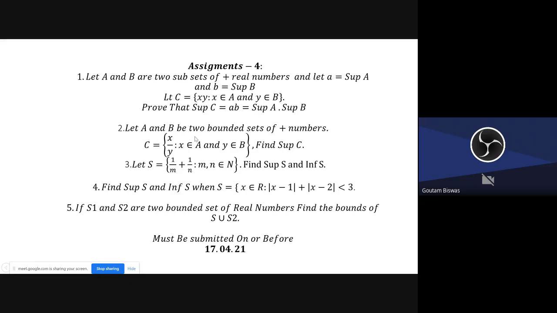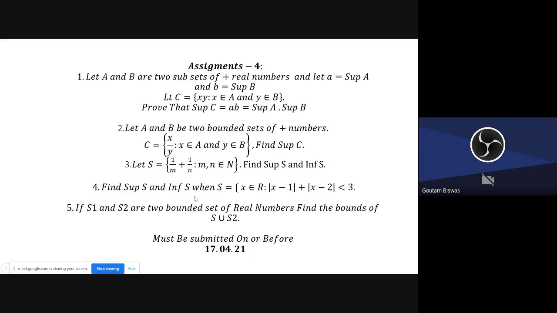Next, let A, B be two bounded sets of real positive numbers and C looks like this. You have to find out the supremum of C. Let S is equal to 1 by M plus 1 by M, and you have to find out the supremum S and infimum S. So in doing all these things, you have to prove first that from the conditions given on the sets A and B, the supremum of C exists or supremum of S exists, infimum of C exists or infimum of S exists. Here also the same.